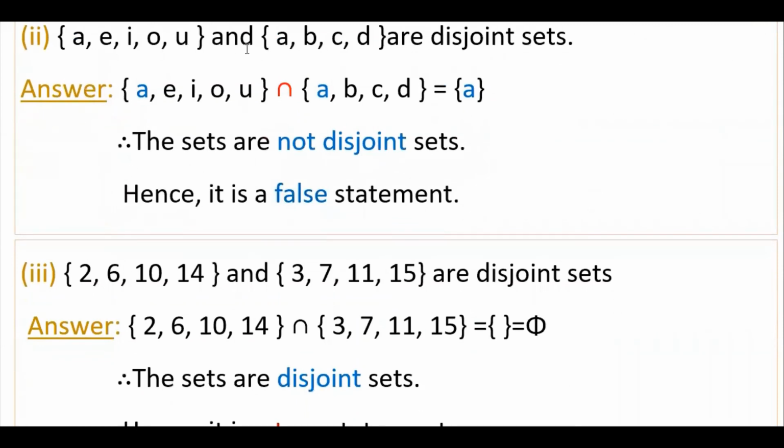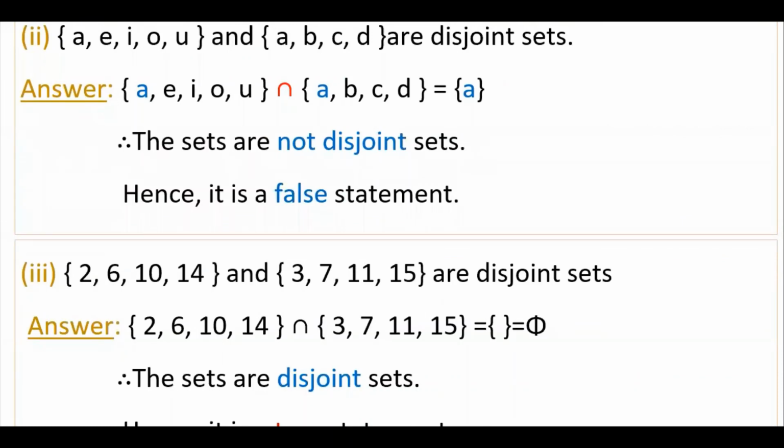next: the sets {A, E, I, O, U} and {A, B, C, D} are disjoint sets. You have to check the common elements here. A is the common element. So we are not getting an empty set here also. So the sets are not disjoint sets. Hence it is a false statement.